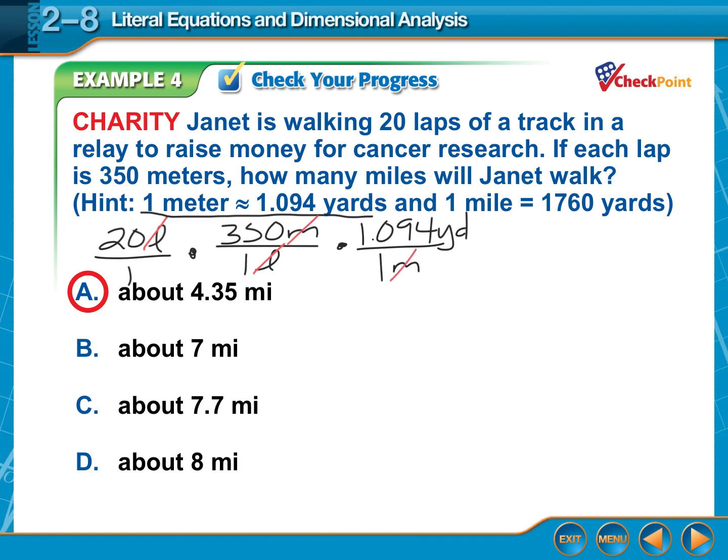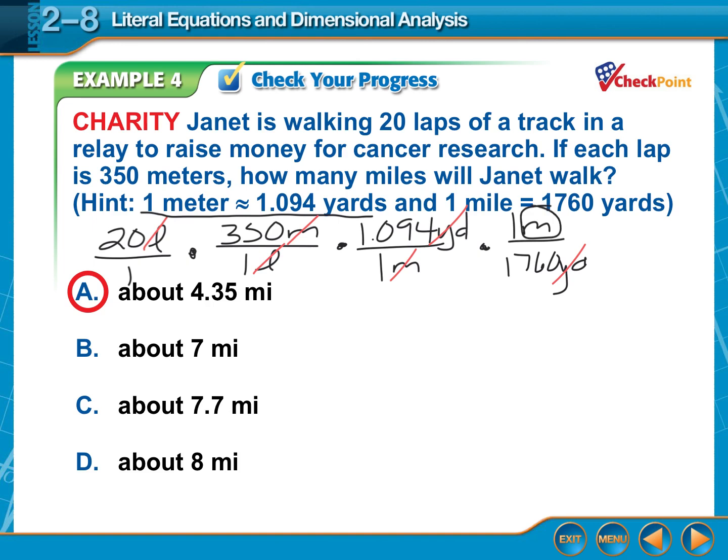Good. What would I do next? 1,760 yards over 1 mile. Careful. Wait, flip it. Why do I have to flip it? So the yards cancel out. Yep. So we have 1 mile over 1,760 yards. How do we know we're right now? The yards cancel out. What did we want to get to? Miles. So are we done? Yeah. Now we can multiply it all out, because we're left with the mile that we want.